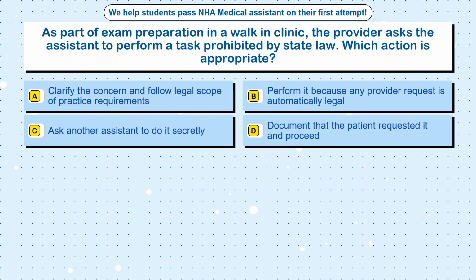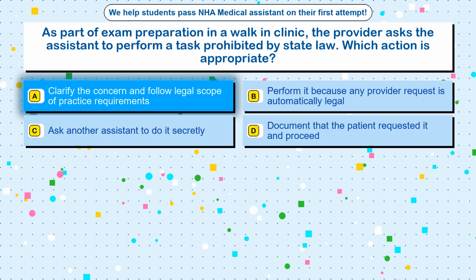Question 34. As part of exam preparation in a walk-in clinic, the provider asks the assistant to perform a task prohibited by state law. Which action is appropriate? Option A. Clarify the concern and follow legal scope of practice requirements. Option B. Perform it because any provider request is automatically legal. Option C. Ask another assistant to do it secretly. Option D. Document that the patient requested it and proceed. The correct answer is option A.